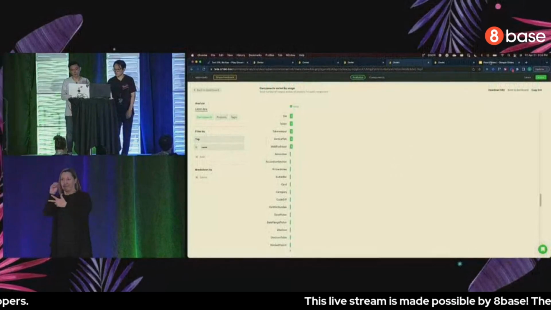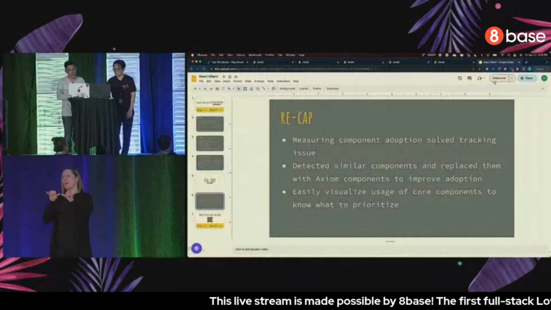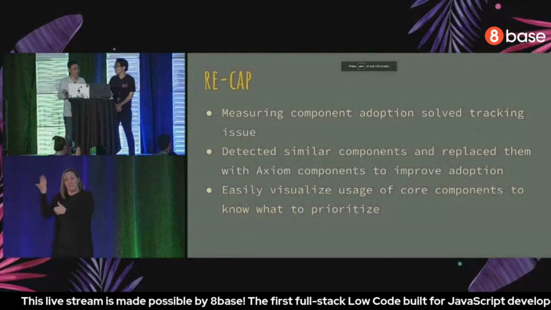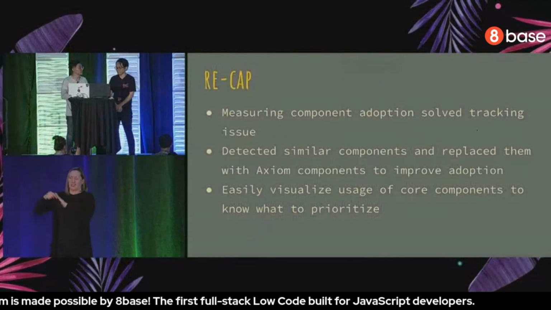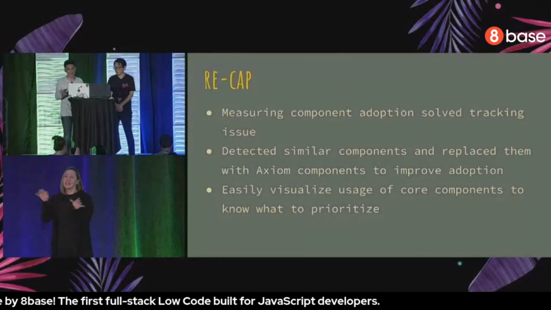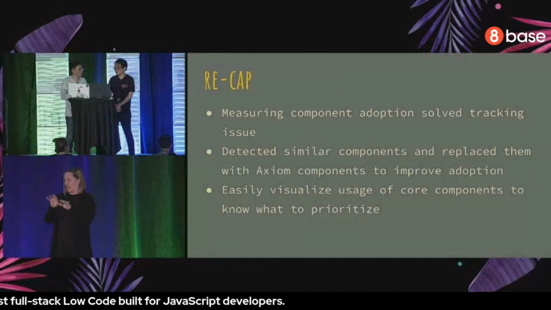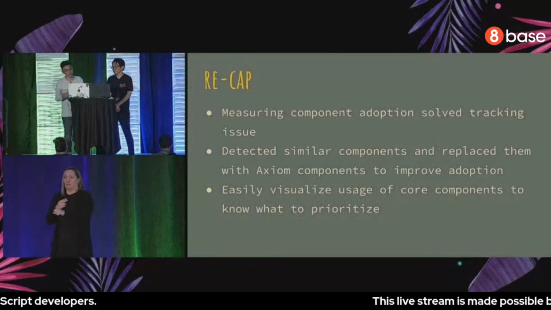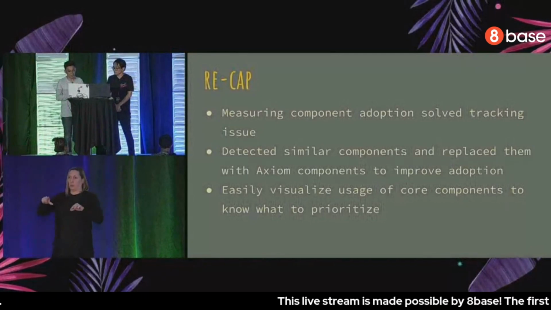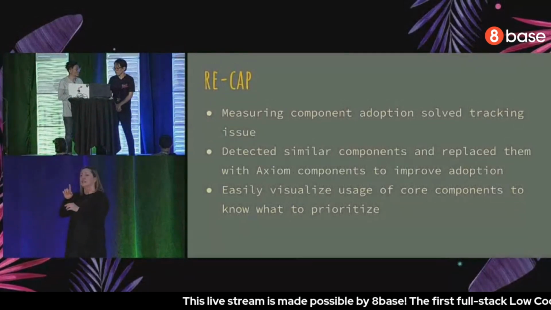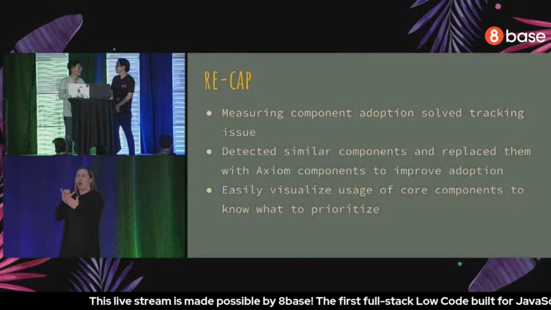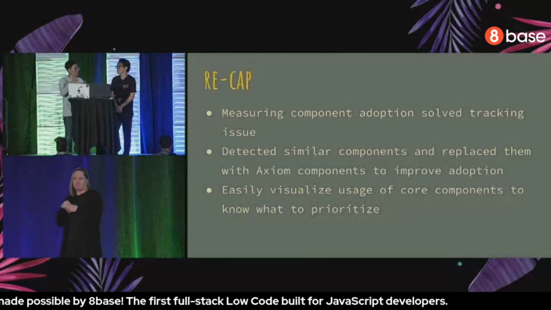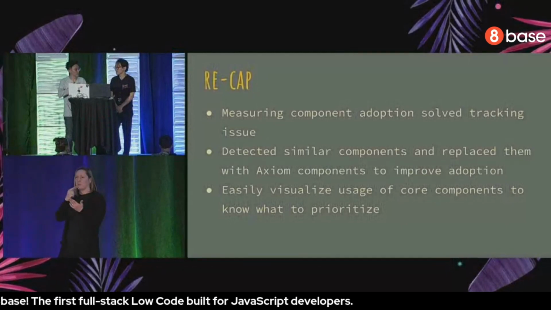So there's three things that we talked about. The first thing is measuring your component adoption over time, which really solved that tracking issue you had before, and you didn't have to require that heavy lifting. Then you're able to detect similar components in your design system and replace them with your Axiom components, in hopes to improve adoption, to get more into the green, less of the yellow. And lastly, now with data, you know which components to prioritize, because you know the usage. So like you mentioned before, what resources to put behind them, and maybe those one or very least used components, you probably should deprecate.